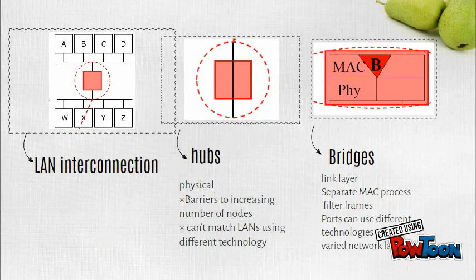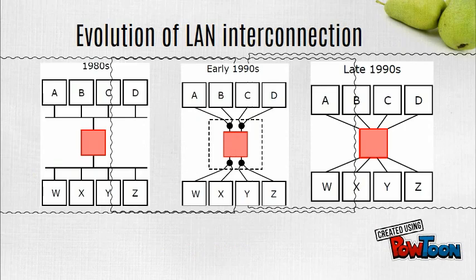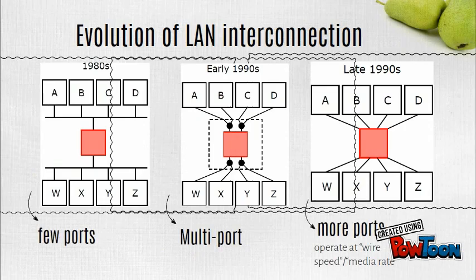The main difference between bridges and hubs is that a bridge operates in the link layer and has a separate MAC process, and ports can use different technology. The LAN interconnection goes from a bridge with few ports to all users having their own LAN ports.